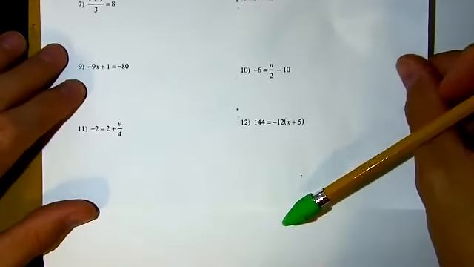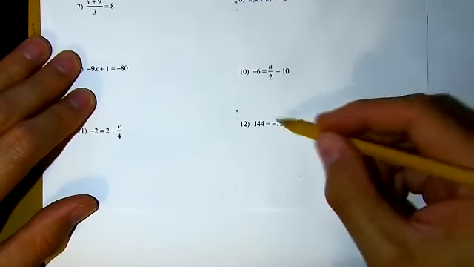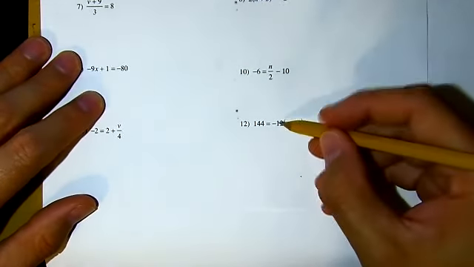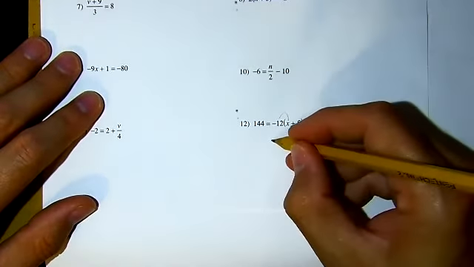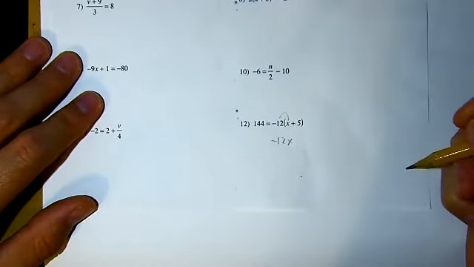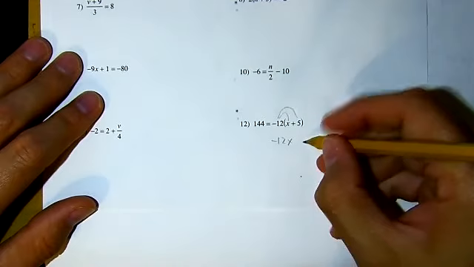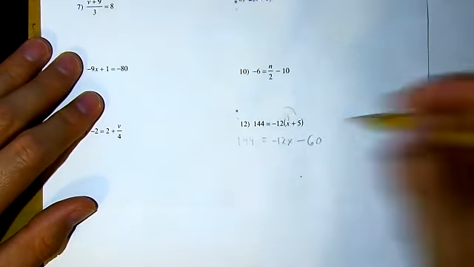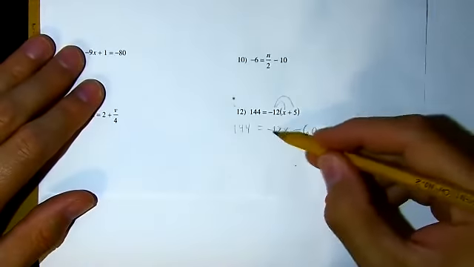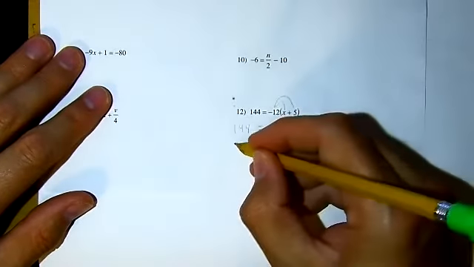Let's come down here and do one at the bottom. So again, the variable's on the right hand side, so this is the side we're going to be dealing with. So you've got to distribute. -12 times x is going to be -12x. Literally just putting them beside each other. Don't forget to multiply the -12 times the 5 to get -60 equals 144. So you deal with the variable last, so you're going to get rid of the 60 first by adding 60.